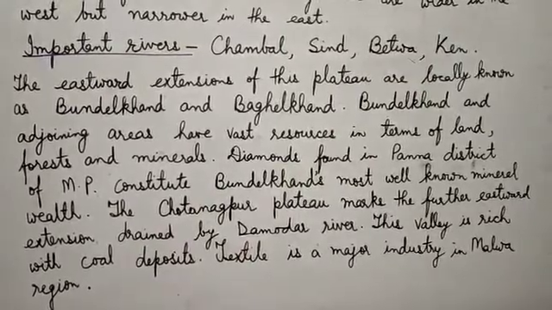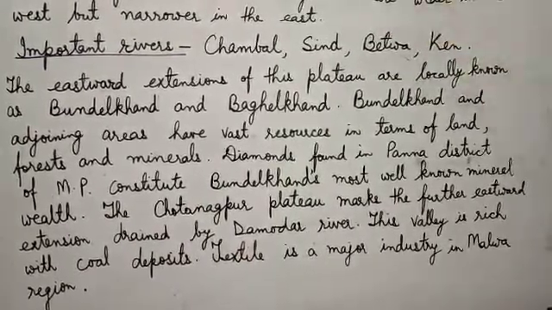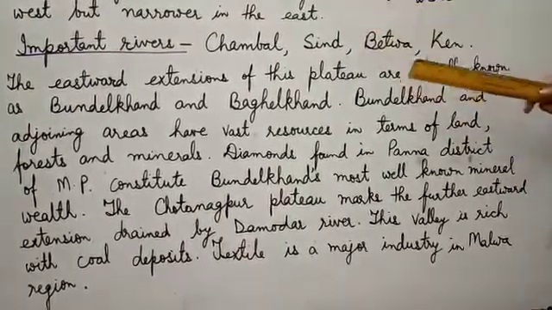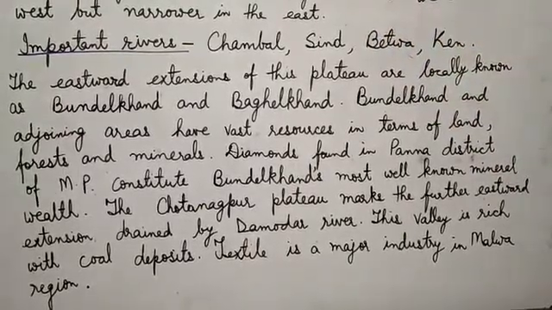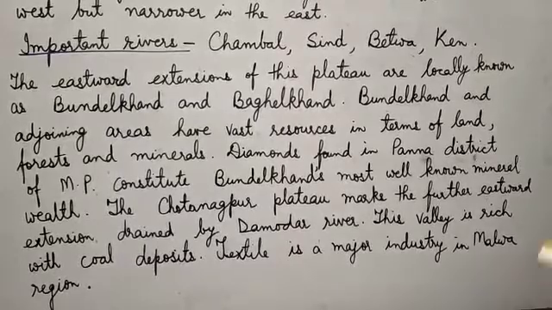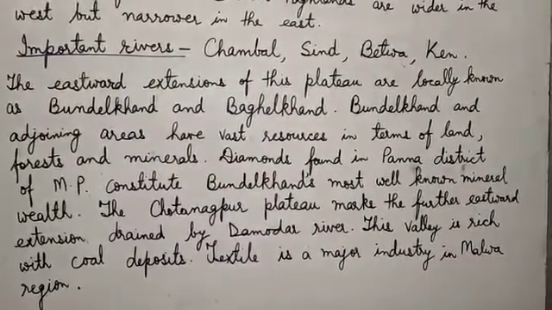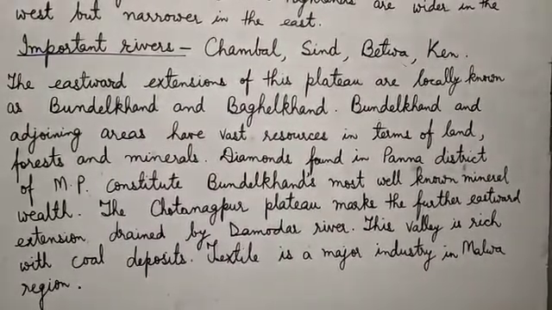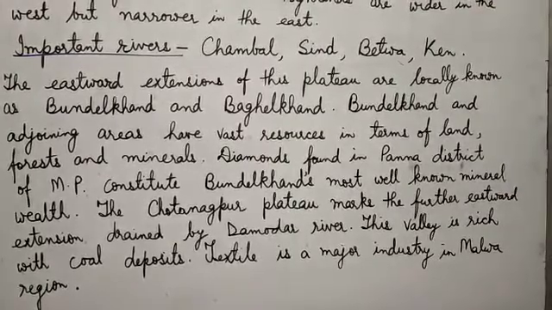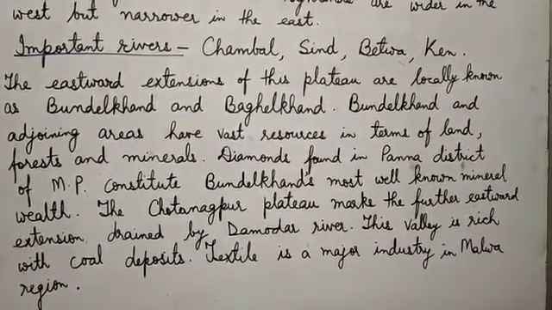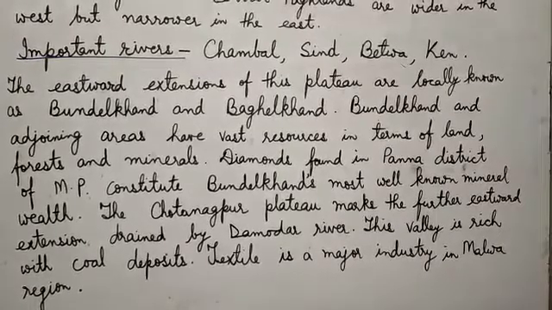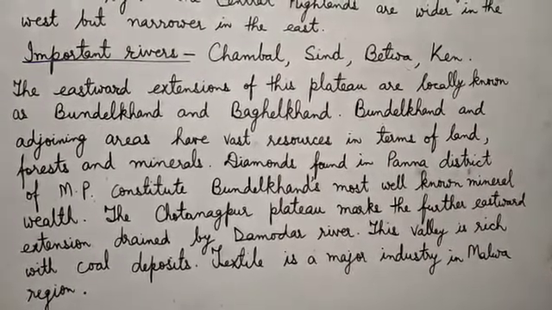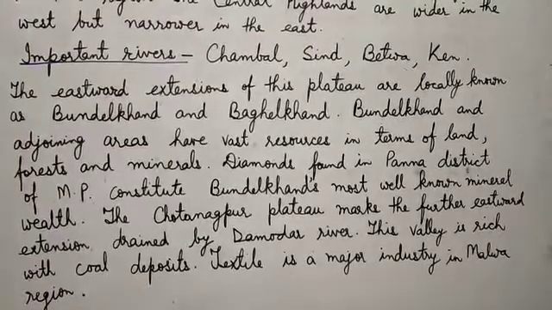The important rivers of this plateau include the Chambal, Sindh and Betwa. The flow of all these rivers is from southwest to northeast. So that indicates the slope of this plateau.